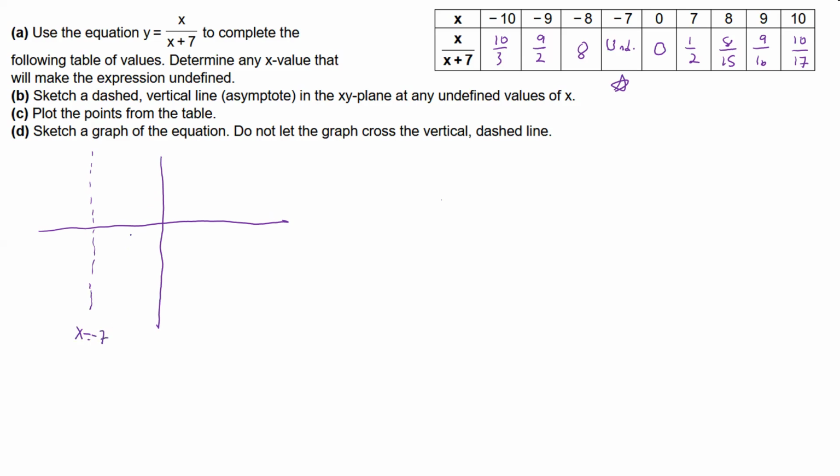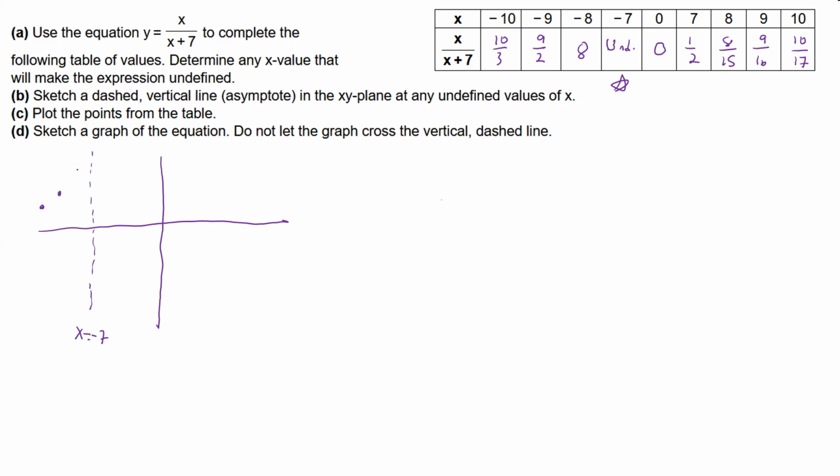Okay. Now we're just going to plot points here. So 10 thirds is going to be up here on the top half, and at negative 10, that's roughly there. So that's minus 3 and a third. So let's call that 3 and a third. So that's going to be that point. Then at minus 9, that's going to be 4 and a half. So it's going to be a little higher.